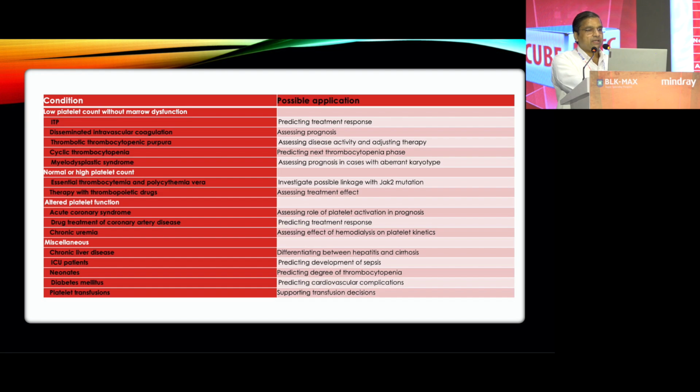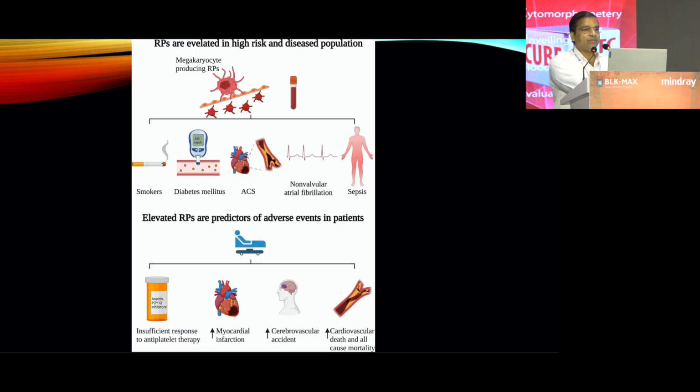We can use it in different conditions where altered platelet function is seen, like in acute coronary syndrome, chronic uremia, or miscellaneous conditions like chronic liver disease, ICU patients to analyze the sepsis, and neonates and diabetes mellitus to predict the cardiovascular events. So this is a pictorial depiction, where IPF was increased in all these conditions, and which can guide us regarding the adverse outcome.